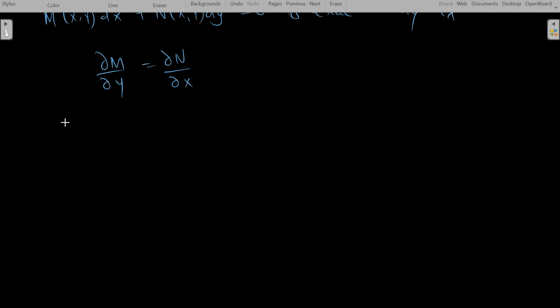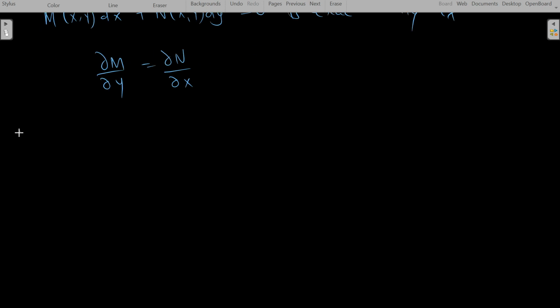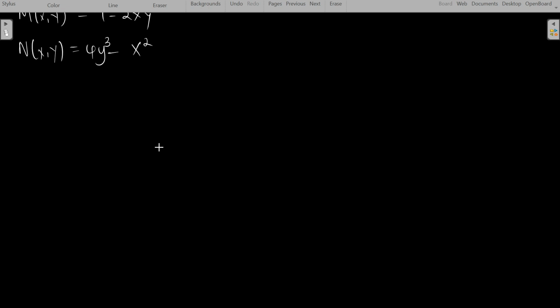Now from this point, I'll indicate something. This is my M. Always take M to be on the left side. This is my N. So M of x, y equals 1 minus 2xy, and N of x, y equals 4y cubed minus x squared. Now from this point, let's find our delta M upon delta y.